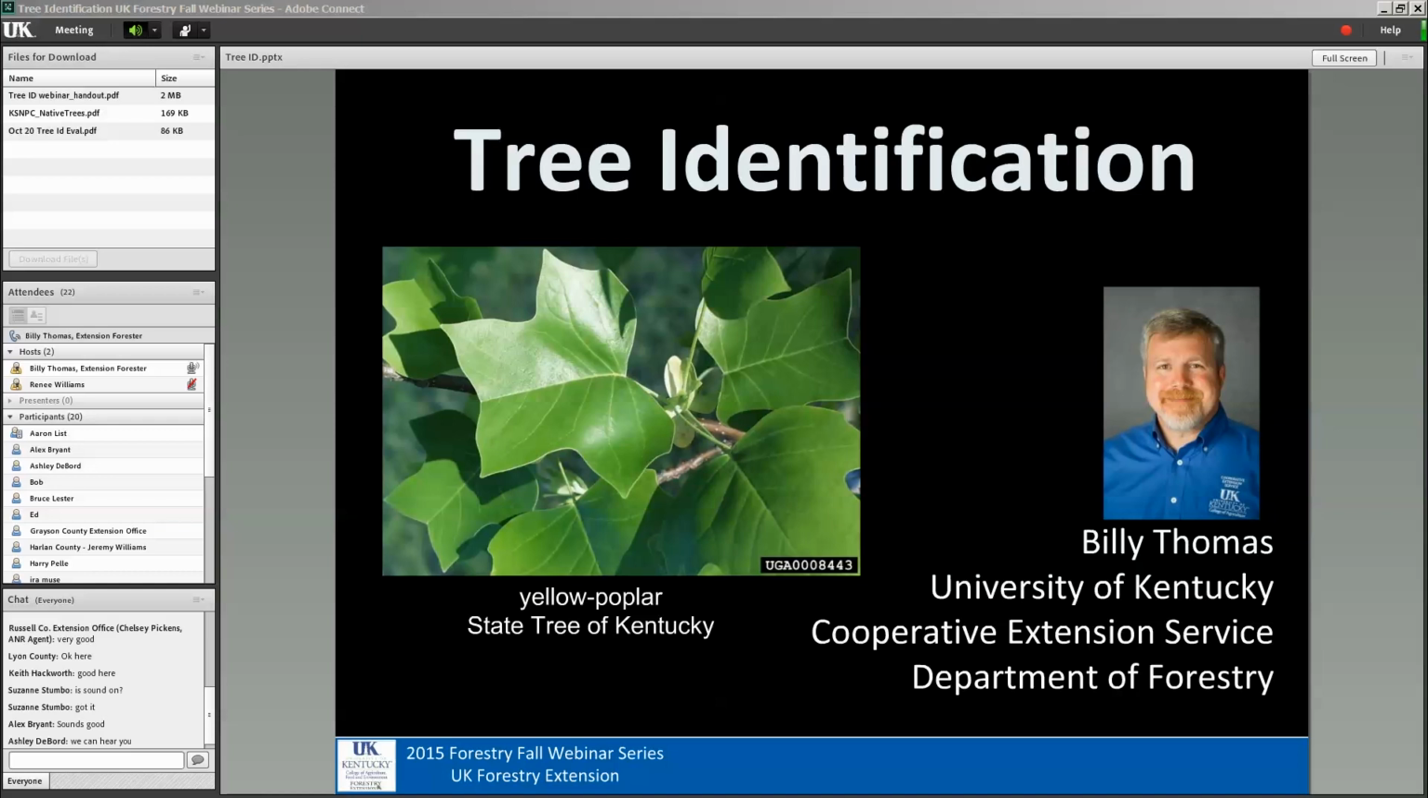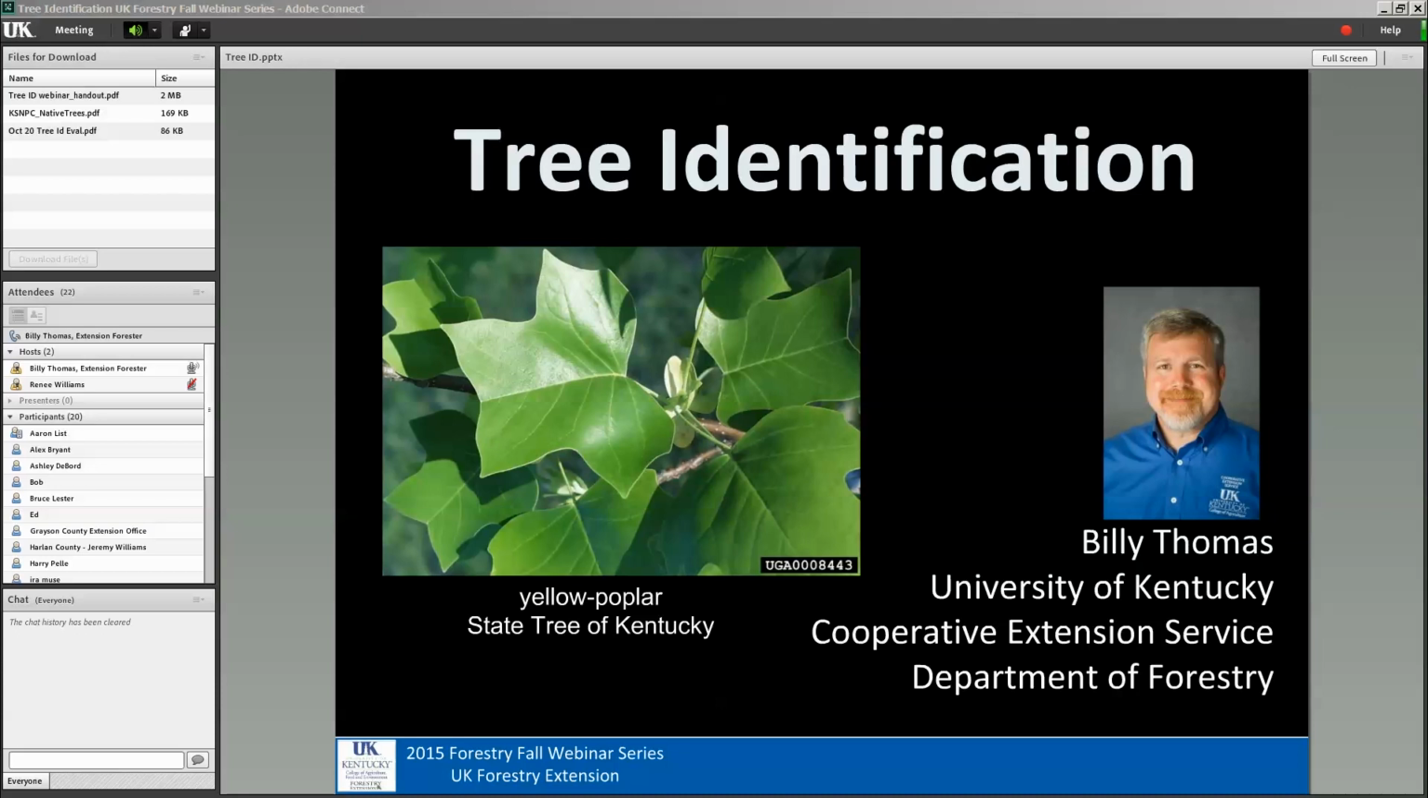This subject on tree identification is very fascinating and very interesting to me, and hopefully you all as well. We have a great deal of diversity of tree species here in Kentucky, and really Kentucky has some of the most diverse forests of anywhere in North America. There's only very few places that have more different species of trees than Kentucky.